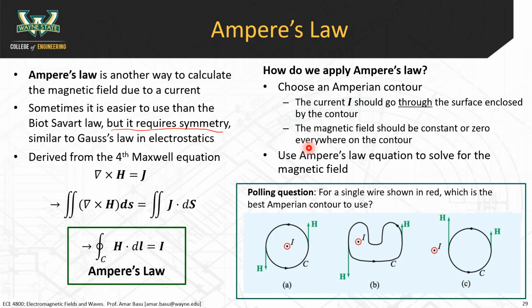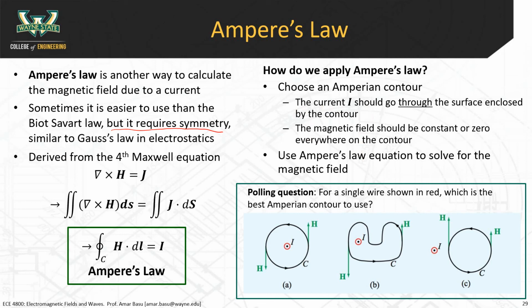So that's the first step. So can you choose, the first polling question here, I'll start a poll, and you can choose A, B, or C. Which is the best Amperian contour to use? A, B, or C? It has to meet both of these criteria.